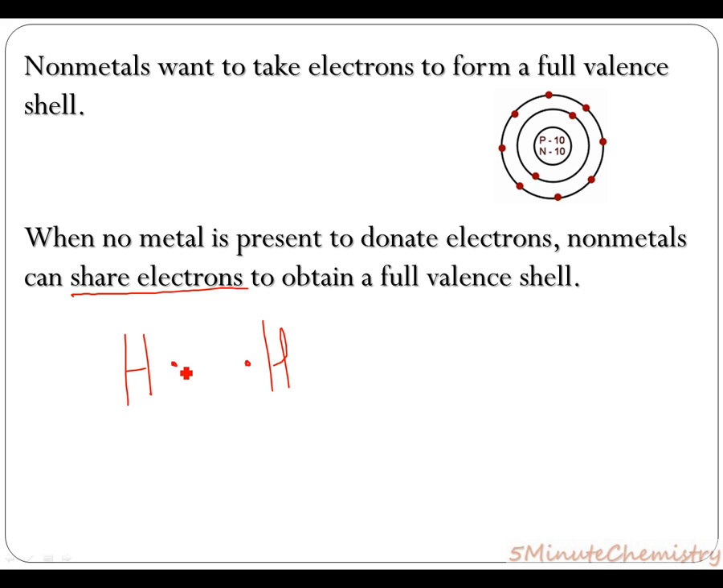Neither of them is stable, neither of them is happy as they are, but what they can do is each donate one electron to the other. So this hydrogen now allows its electron to be used by the other hydrogen, and this hydrogen allows its electron to be used by the other hydrogen. Some of the time the two electrons will be closer to this nucleus, and at other times they're closer to this nucleus. But in either case, it's more electrically stable in this bound position.